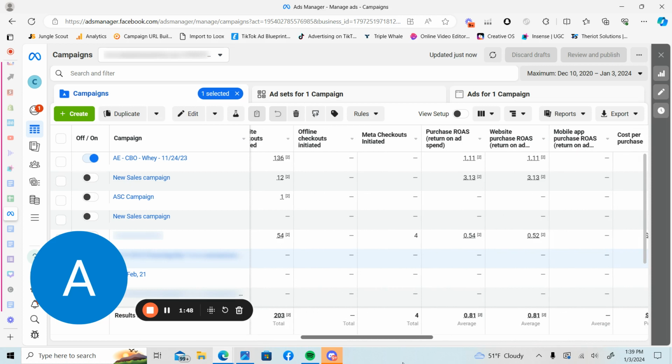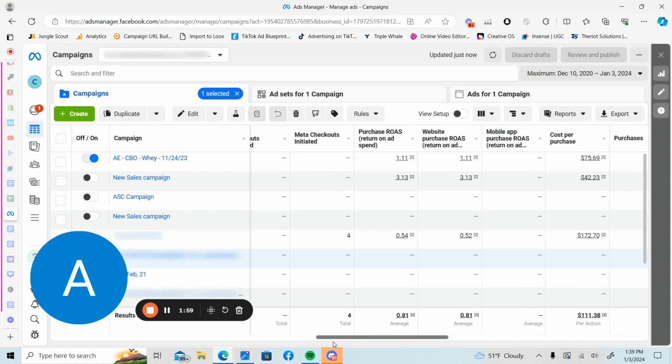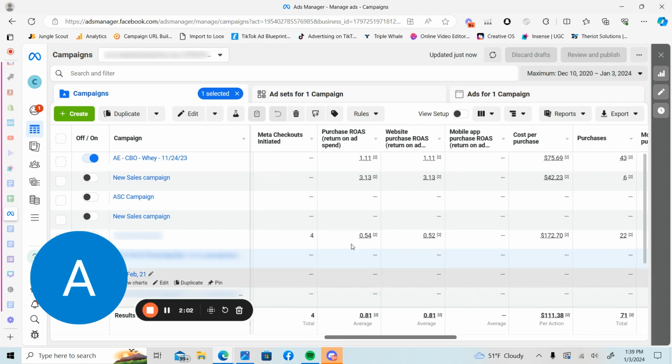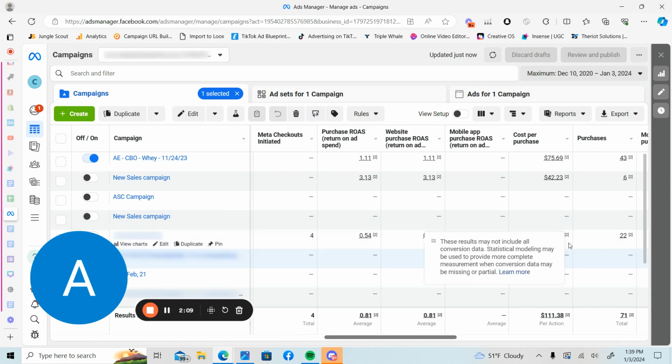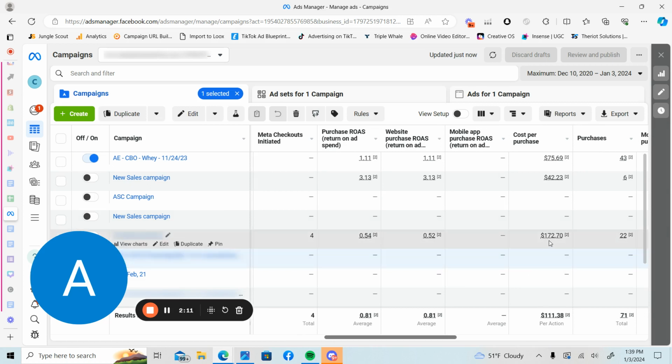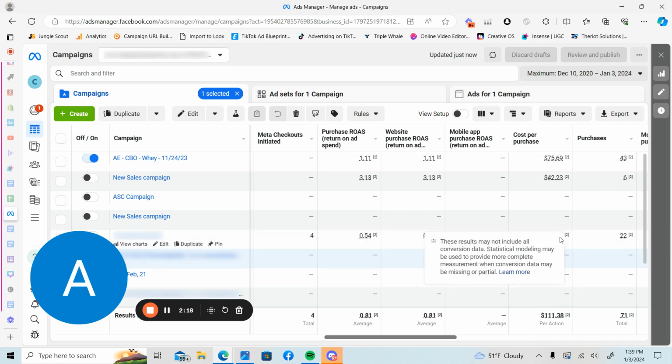So of the $3,800 they spent, they were seeing about a 0.54 ROAS. Now, in the Facebook world, a lot of people preach about how important ROAS is. It's really not as important as you may think. And even cost per purchase. It can be good to look at this stuff, but you don't want to necessarily base all of your decisions off of the cost per purchase. But as you can see, of that $3,800 they'd spent, they were seeing about $172 cost per purchase.